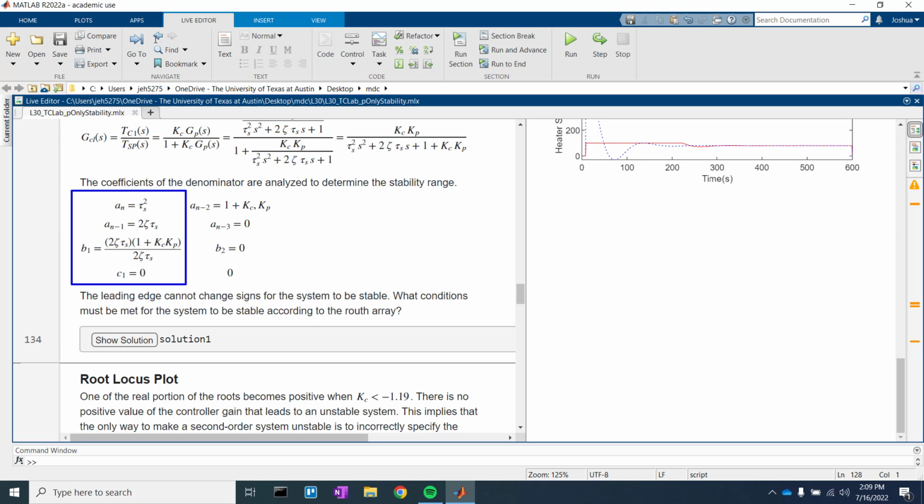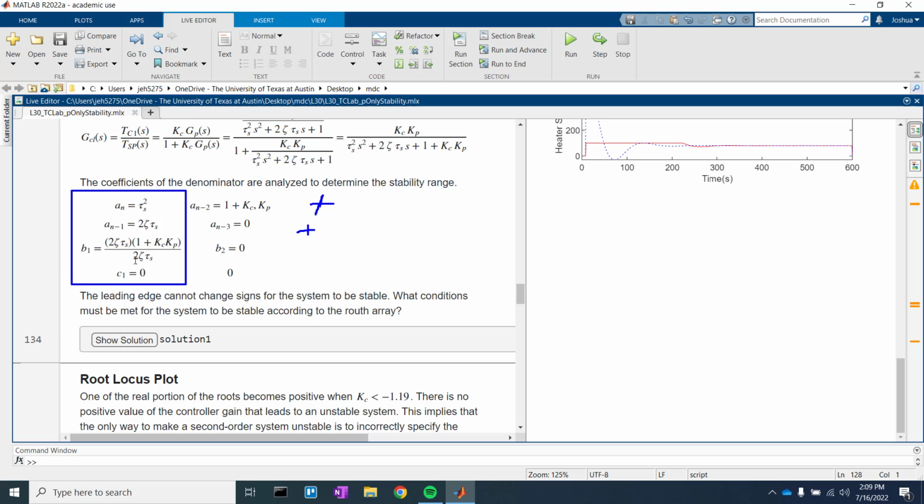So let's think about our constants for a second. What are the bounds on these signs? Well, this AN and AN minus 1 have the least, especially this AN. This AN is going to be positive. It's always going to be positive because it's something squared. So that means the AN minus 2 should also be positive. And that makes sense, our zeta is always going to be positive. So that means our B1 needs to be positive.